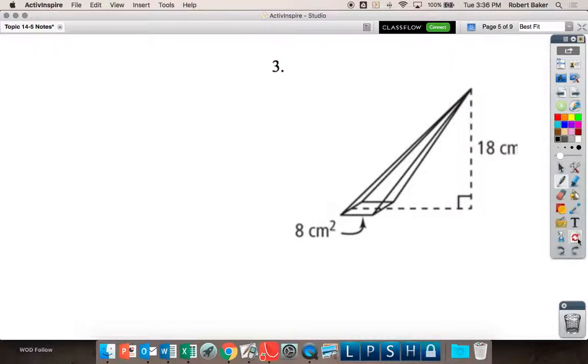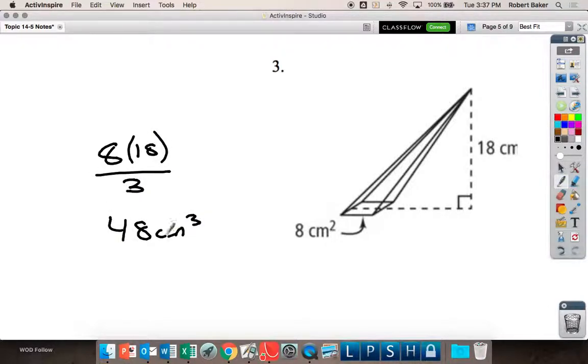So we're trying to find the volume of this oblique pyramid, and it's the exact same thing. Area of the base times the height of the pyramid, 18, divided by 3. 48 centimeters cubed. That's it. I just did 18 divided by 3 and got 6. I did 6 times 8 and got 48. And your calculator can do that for you as well. It doesn't really matter. Okay?